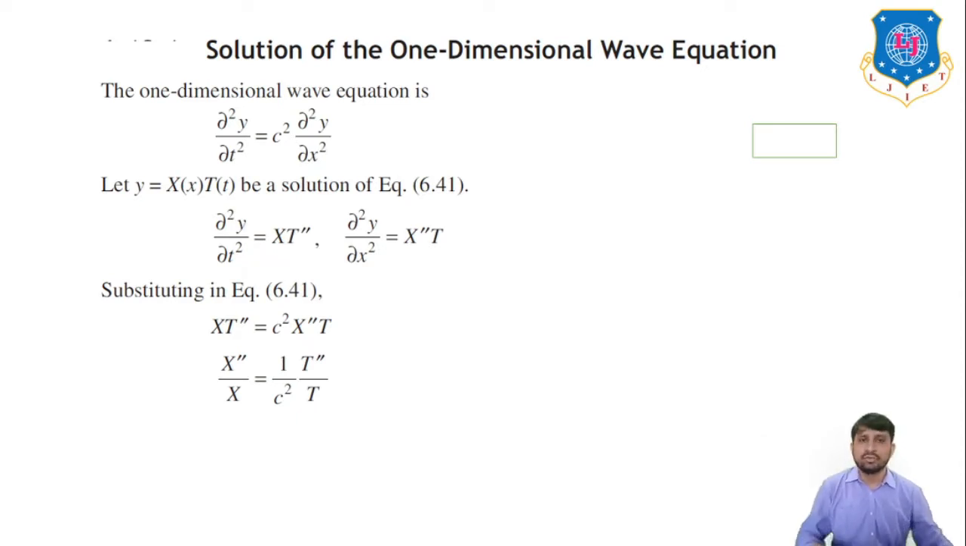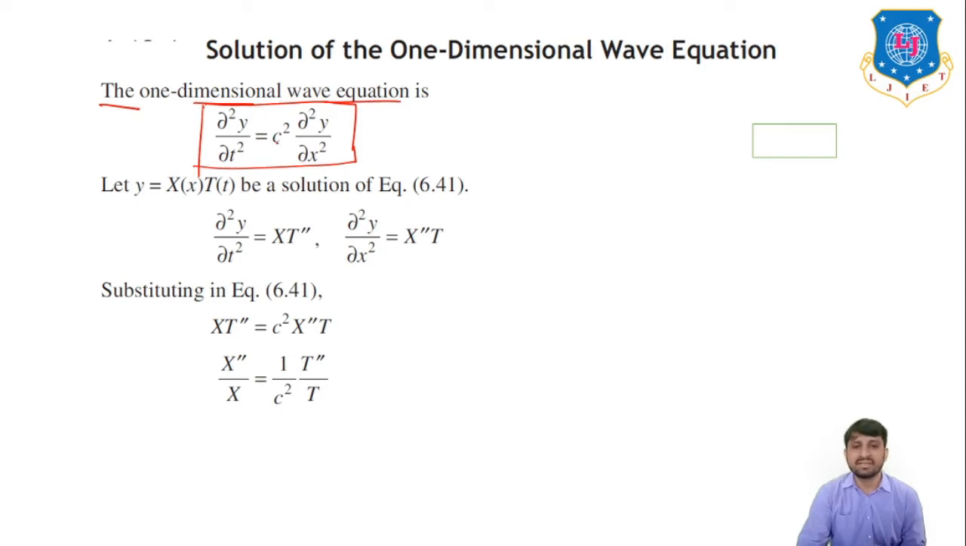So today our topic is the wave equation and heat equation and how we can solve them. Here you can see the one-dimensional wave equation: del square y by del t square equals c square into del square y by del x square. Suppose this is my equation number 1.